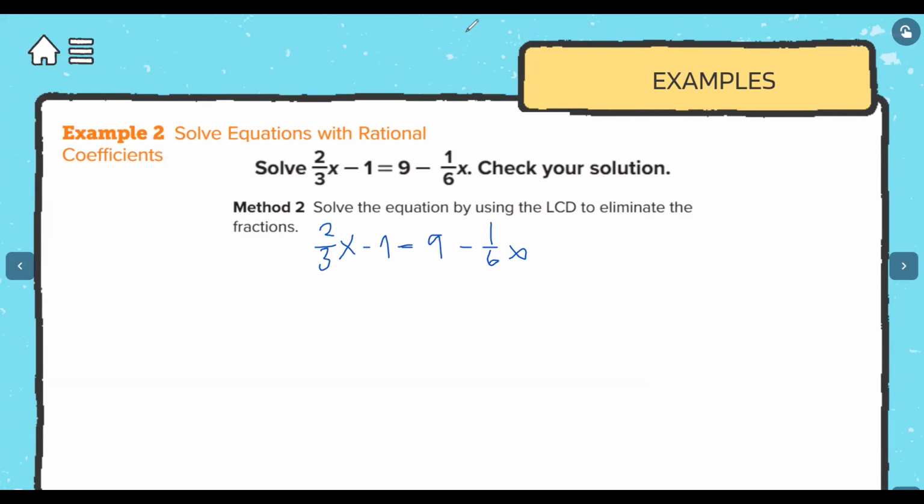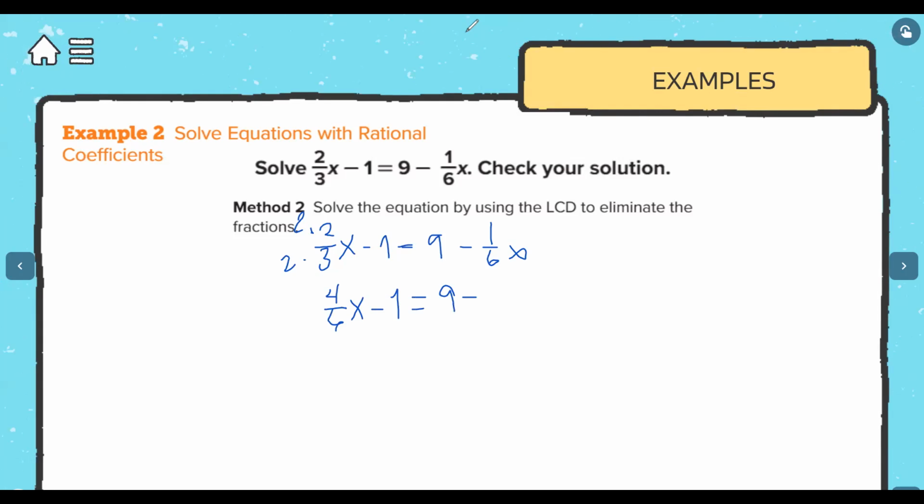Let's see how. The first thing I'm going to do is find common denominators for both fractions. So my common denominator is 6. Okay, so I need to make this one a 6. I multiply both of them by 2. So it's 4 over 6x minus 1 equal to 9 minus 1/6x. The only thing I did was change this fraction into a fraction that has a 6 for a denominator.